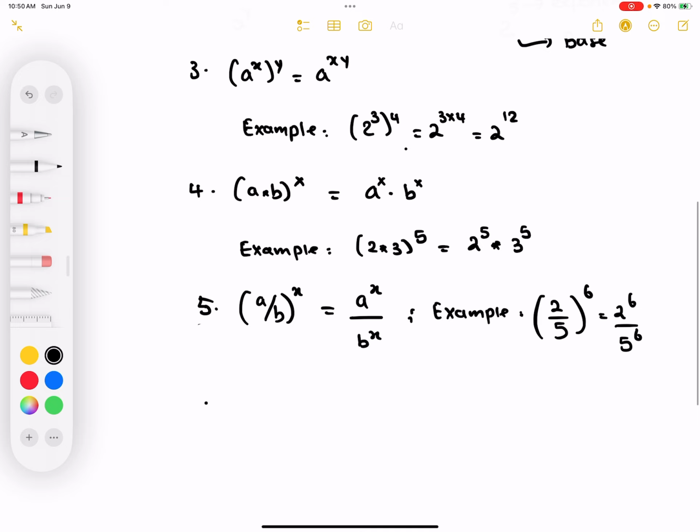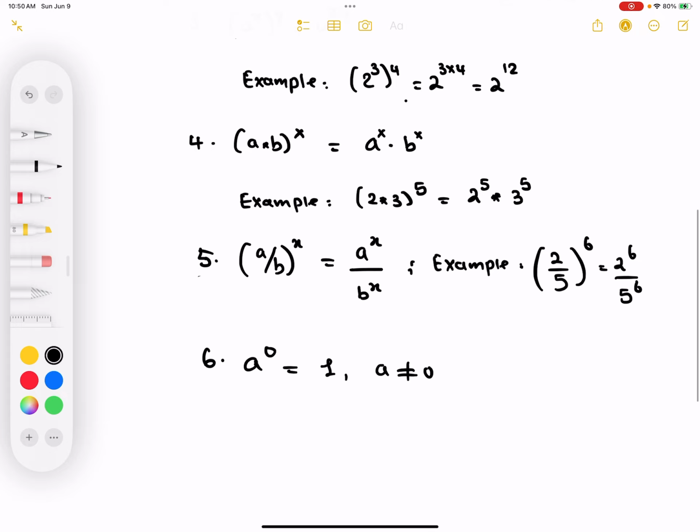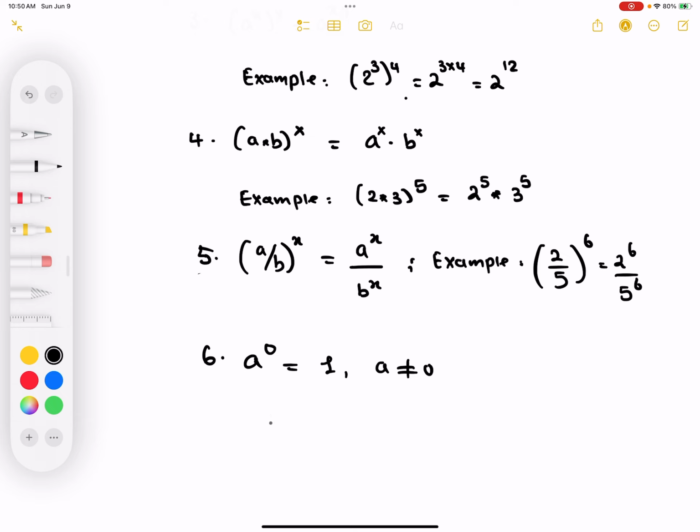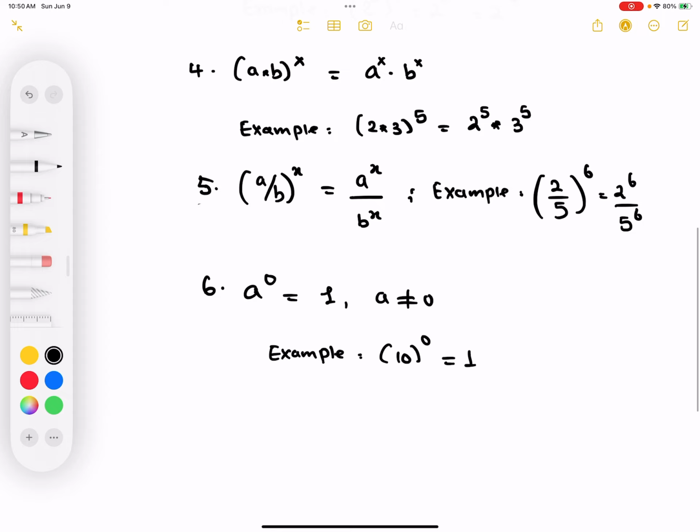The other one is a to the 0 is 1, where a is different from 0. We use this for different purposes, so please make sure the base is different from 0. For example, 10 to the 0 is just 1, or any nonzero number to the 0.